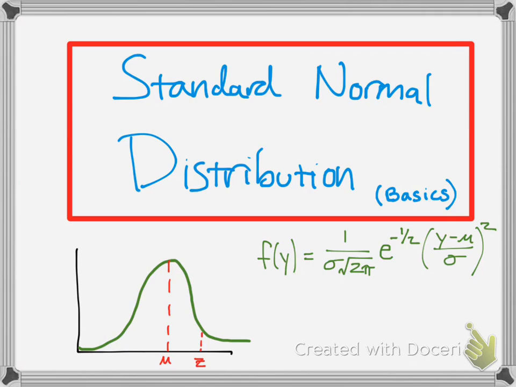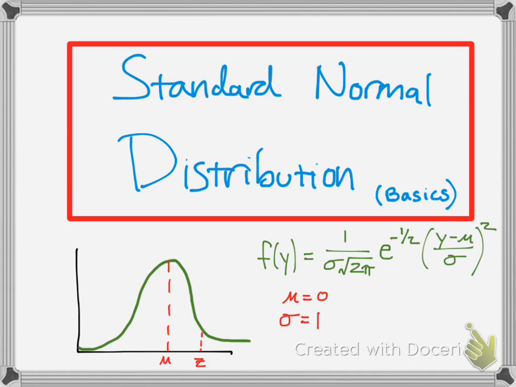So here we have a standard normal distribution, and the thing with the standard normal distribution is that the mu is 0 and the standard deviation is 1. So I'm going to write that somewhere here.